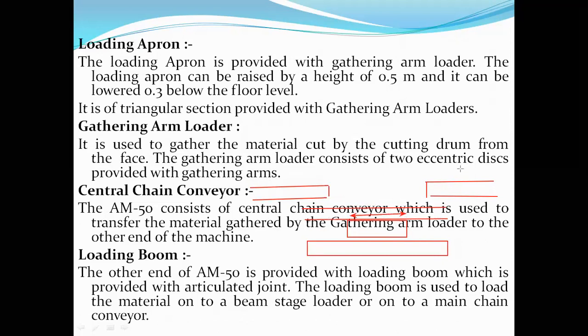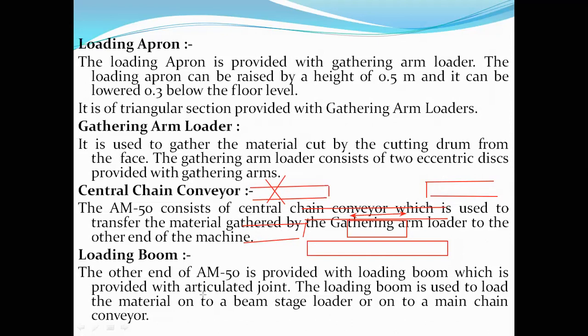So it is rotating. Sorry, it is not on the top. So this must be somewhere down. This is wrong. So it must be something in the bottom. Because the material will fall from this onto this, and from this it will fall onto this. So it's a kind of intermediate, right? That's why it is called beam stage loader.